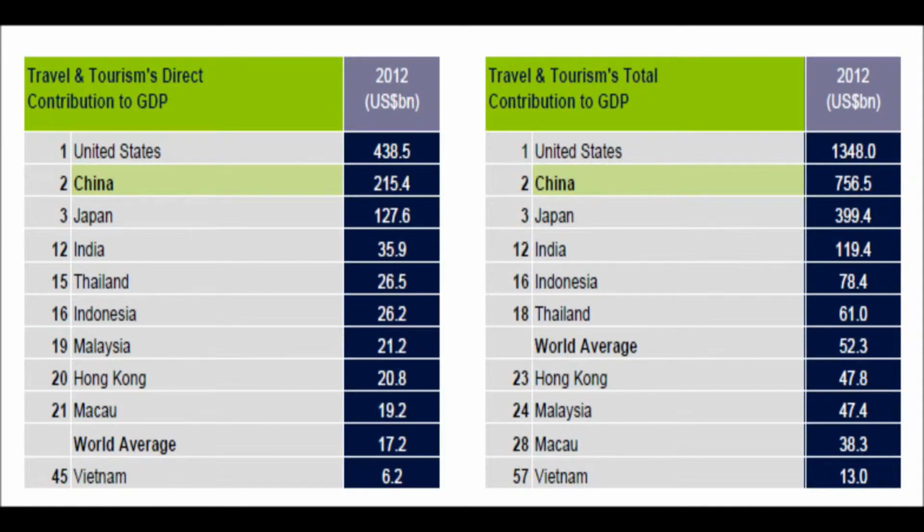For travel and tourism direct contribution to GDP, China ranked second in the world, which was $215.4 billion in 2012. For the travel and tourism total contribution to GDP, China also ranked second place, with a figure of $756.5 billion. Now I will explain the different components of travel and tourism.